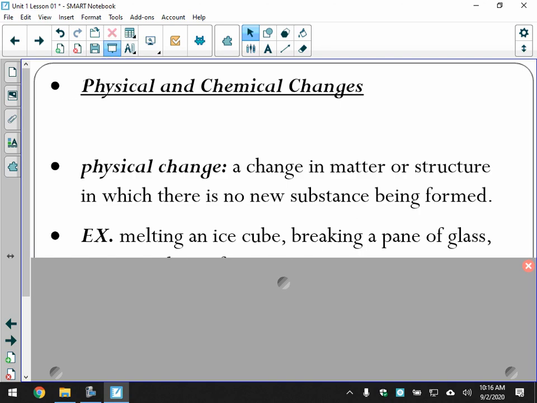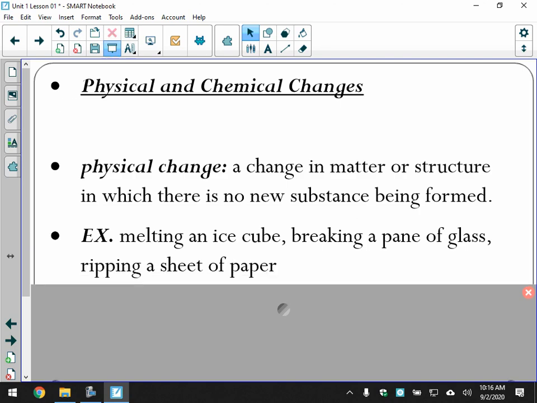Things that indicate a physical change has taken place, like I said, we can't form anything new. Change of state is a prime example of a physical change. Water as ice, as a solid, liquid, and as a gas. That's a physical change. Water's still water, we're just changing states.